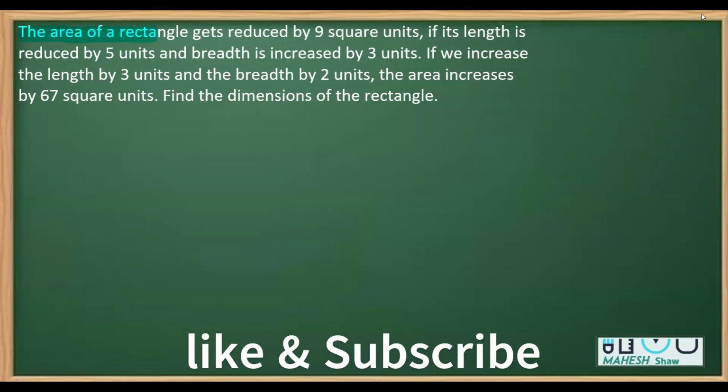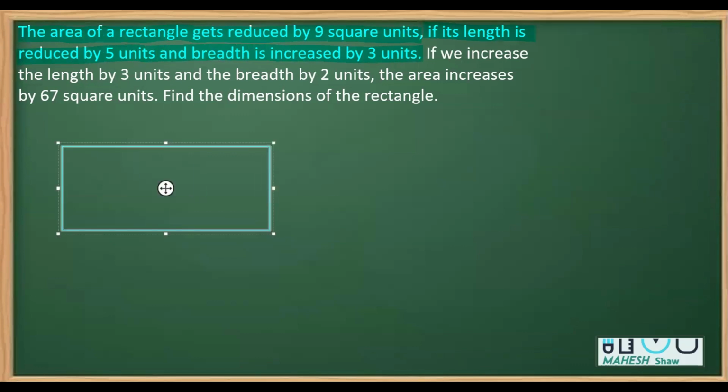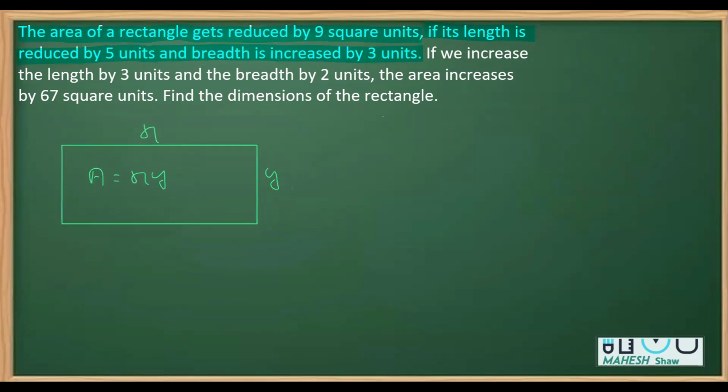In the first question, it says the area of a rectangle is reduced by 9 square units if the length is reduced by 5 units and the breadth is increased by 3 units. So let's make a rectangle first, with length x and breadth y. Clearly the area is length into breadth, that is, the original area is xy.